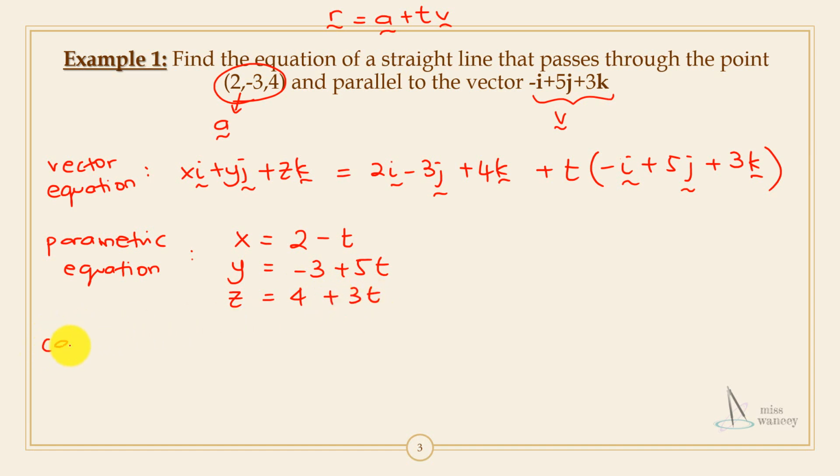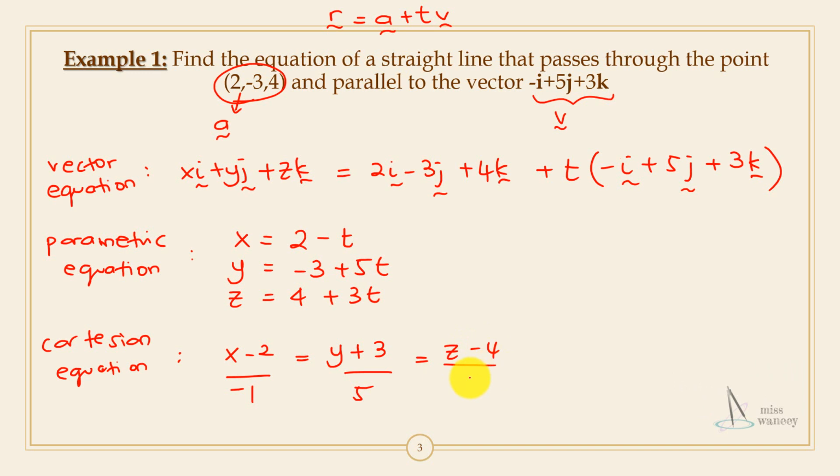And now let us obtain the last one, the Cartesian equation. For the Cartesian equation, I need to make sure I have t as the subject. So I should bring the 2 to the left hand side and divide by the coefficient of t. So this one is (x minus 2) over negative 1 equal to, bring negative 3 to the left hand side, we get (y plus 3) over 5 equal to (z minus 4) over 3. So this is our Cartesian equation. Okay, now let us go to the second example.